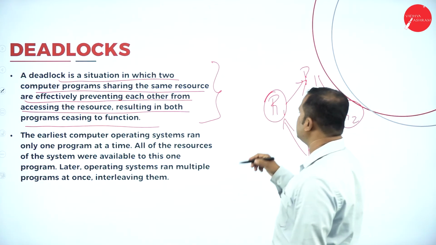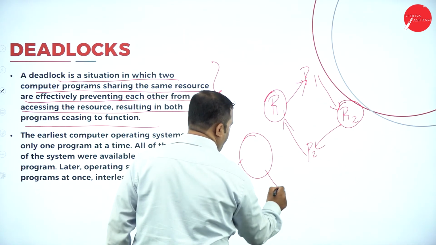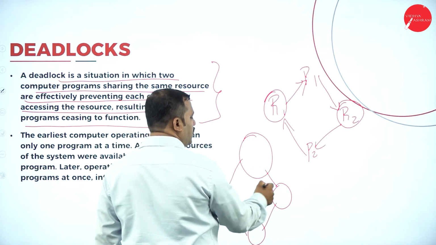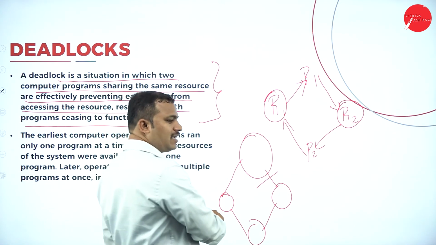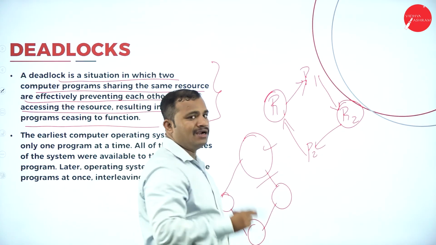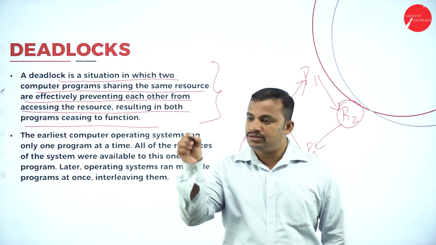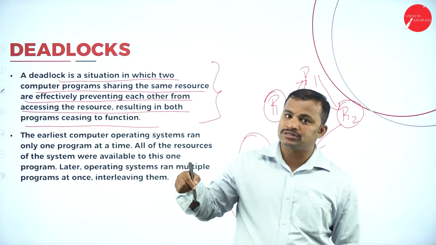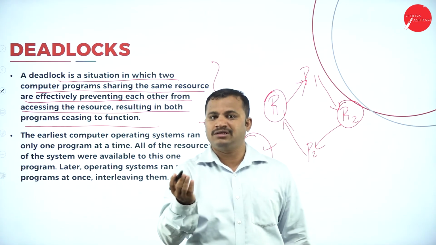If you look at this, I can represent it in the form of a graph. There is a cycle in this graph. If I break this, the deadlock will not occur. If there is a cycle in the graph, then we state that there is a deadlock. That means one process is waiting for a resource which is held by another process, and the other process is waiting for a resource which is held by the first process. If that is the case, there is a deadlock.